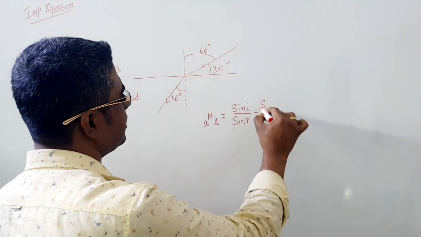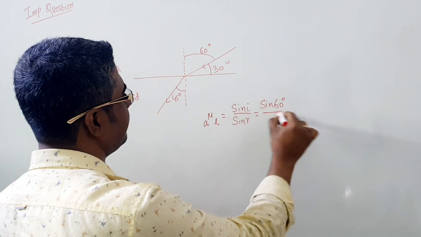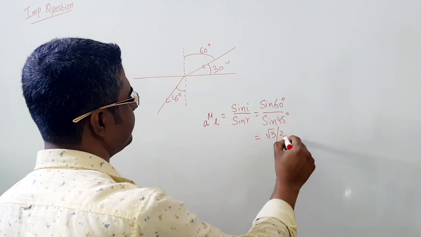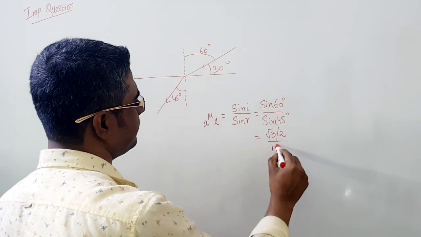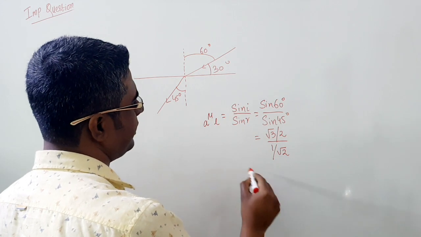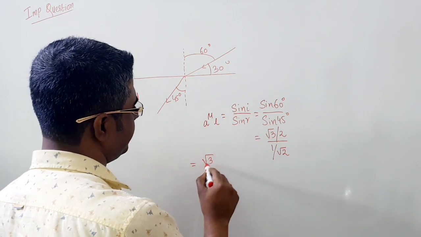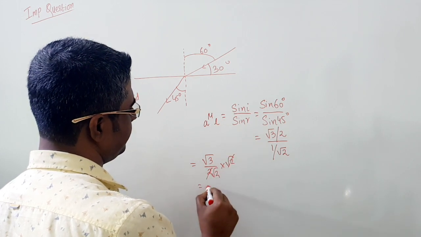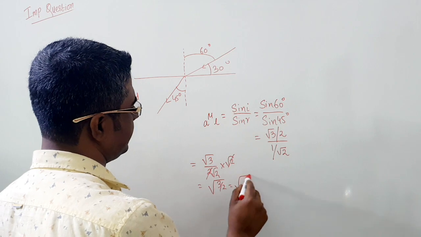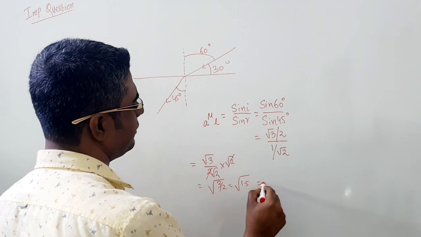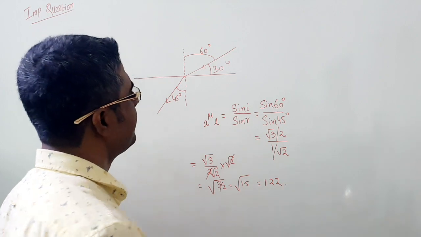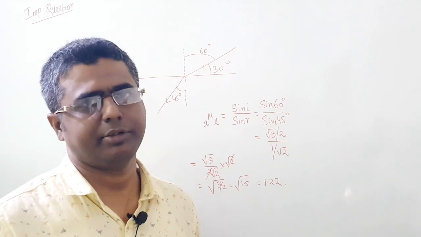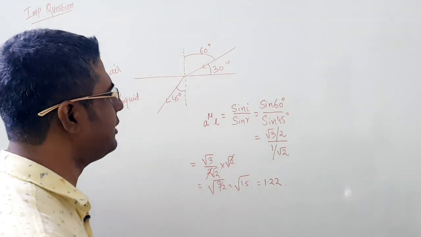Sin 60. Here it is sin 60 divided by sin 45 degree. So root 3 by 2 divided by 1 by root 2, right? So this will come out to be root 3 by 2 into root 2, that is root 1.5. So this will be approximately 1.22. Okay, it was an easy question, missed by many of you, shouldn't have happened. You can easily do these questions.